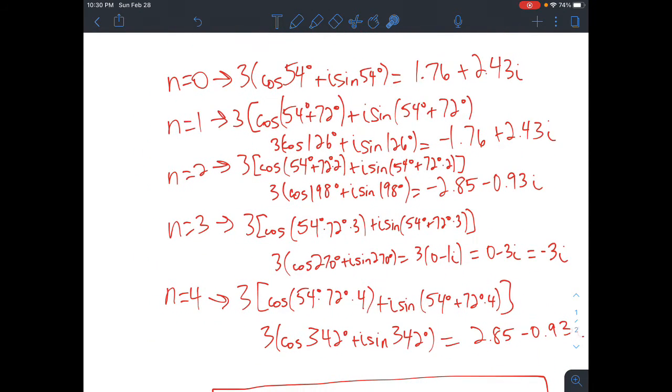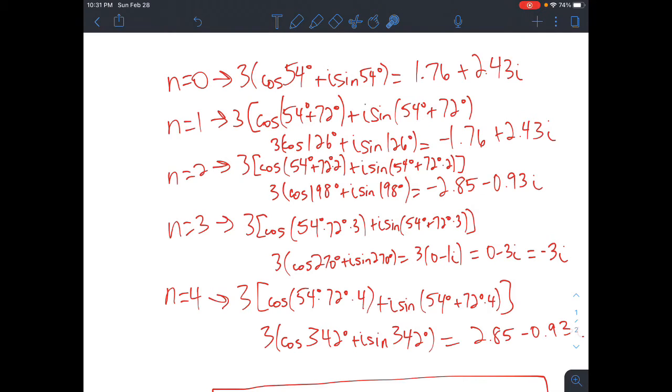When I plugged in 1, I got 2 times the cosine of 54 plus 72, which left the entire problem as 2 times cosine of 126 degrees plus i sine of 126 degrees. You just add the 54 plus 72 times 1, which is just 72, leaving you with 126 degrees for the i sine and cosine. Then I got negative 1.76 plus 2.43i.